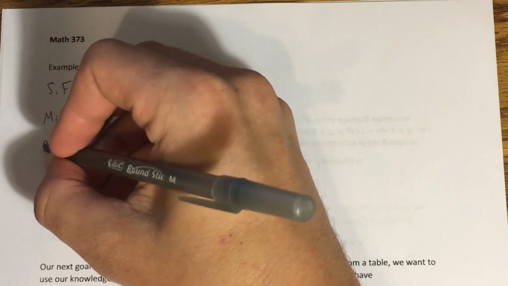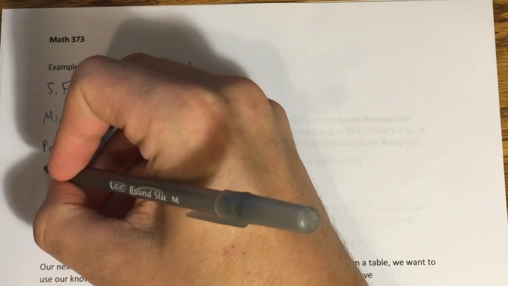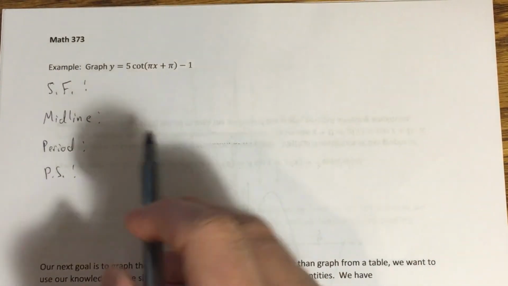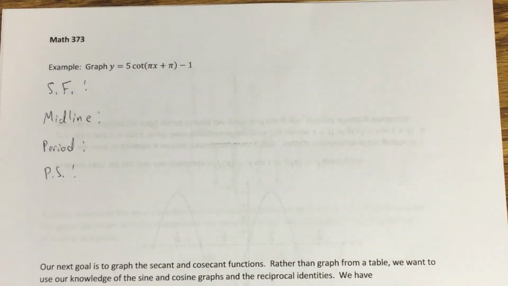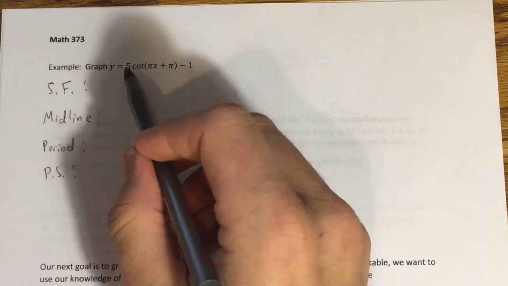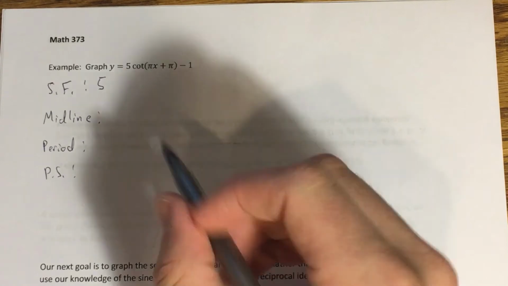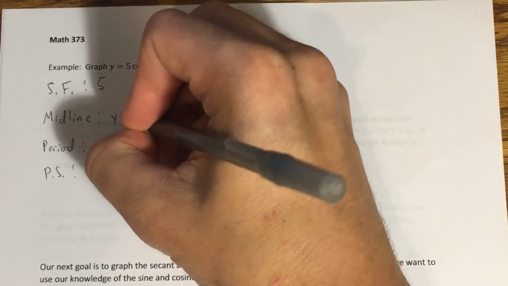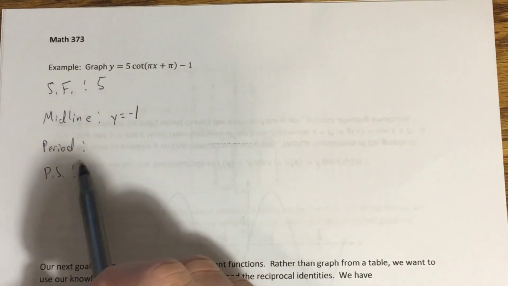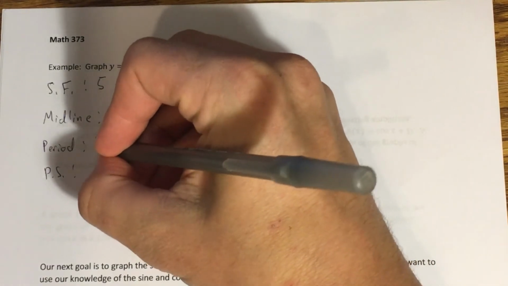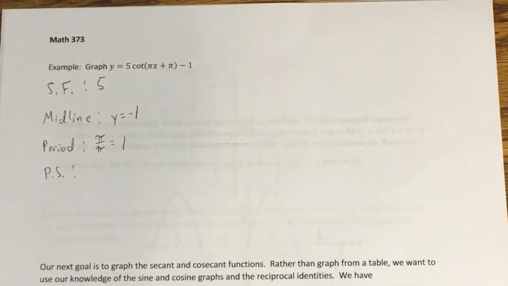I'm blanking all of a sudden. Period. There we go. Phase shift. Notice there's no reflection about the x-axis on this guy. Stretch factor would be 5. Midline. We have a midline that's not the x-axis this time. y equals negative 1. Period. Remember, that's pi over the absolute value of b. Pi over pi, which is equal to 1.